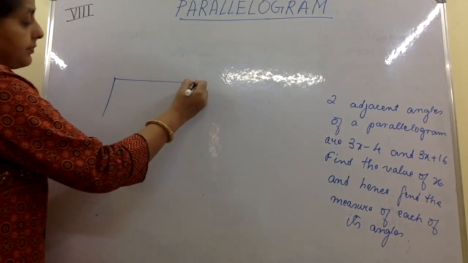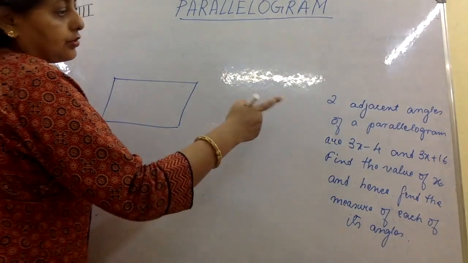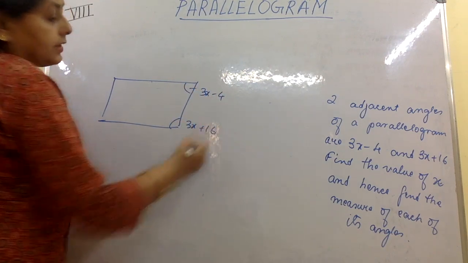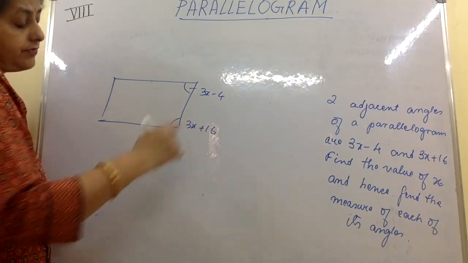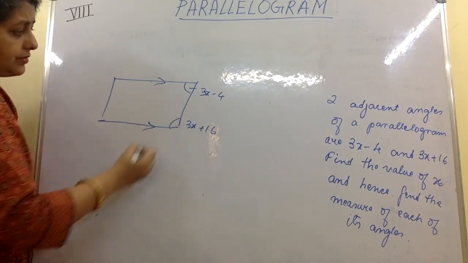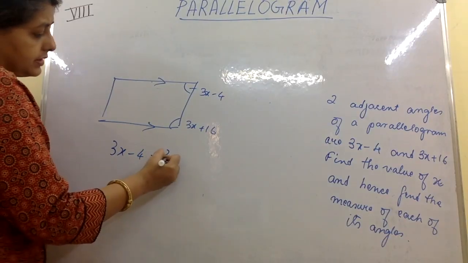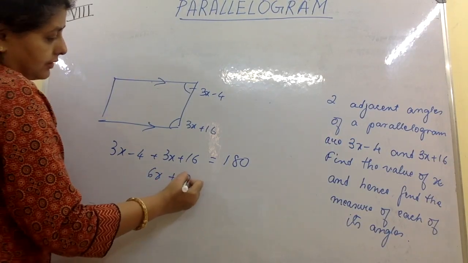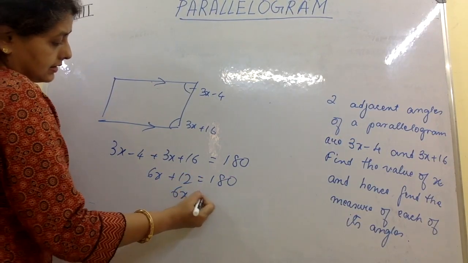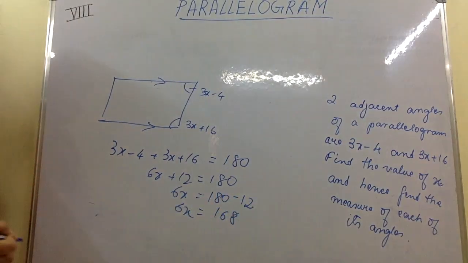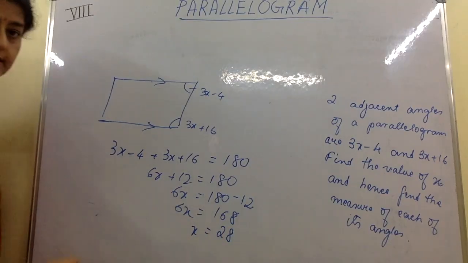Here we have a parallelogram. This question says two adjacent angles, this is 3x minus 4, this is 3x plus 16. Find the value of x and hence find the measure of each of its angles. These two will always form a supplementary pair because this is parallel to this. So 3x minus 4 plus 3x plus 16 is equal to 180. 6x plus 12 is equal to 180. 6x is equal to 180 minus 12, 168. Okay, x is equal to 28.